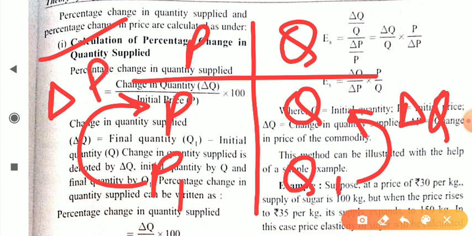So always keep in mind, P is the initial price, Q is the initial quantity, P1 is the new price, Q1 is the new quantity, and the difference between them is delta Q, and the difference between the prices is known as delta P. So these are the basic concepts of our question.